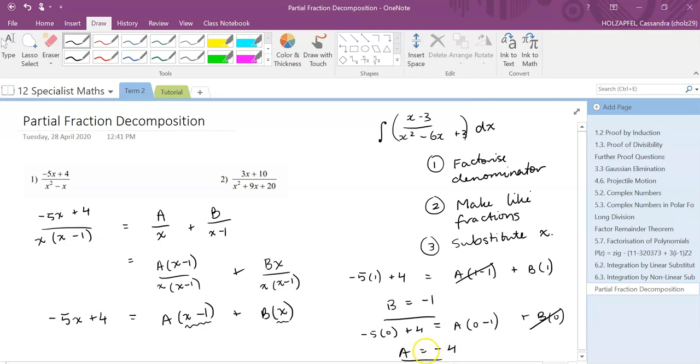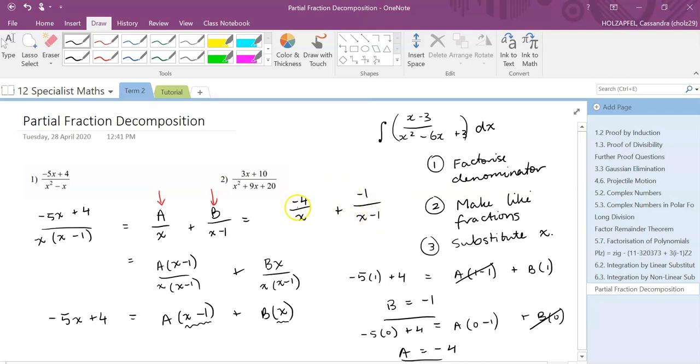So what I'm going to do now is substitute those back into this original expression here. So I'm going to substitute in my value for a and my value for b. Okay, so this is going to now become, what was a, sorry? Negative 4 over x plus, what was b again? -1. Sorry, so that should be minus, but I'll just do this as plus -1 over x minus 1.